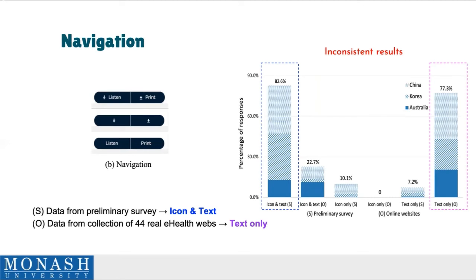82.6% of participants preferred both icon and text style as reported in the survey, while only 22.7% of online eHealth websites were designed with both icon and text. Instead, 77.3% of online websites were designed in text only.